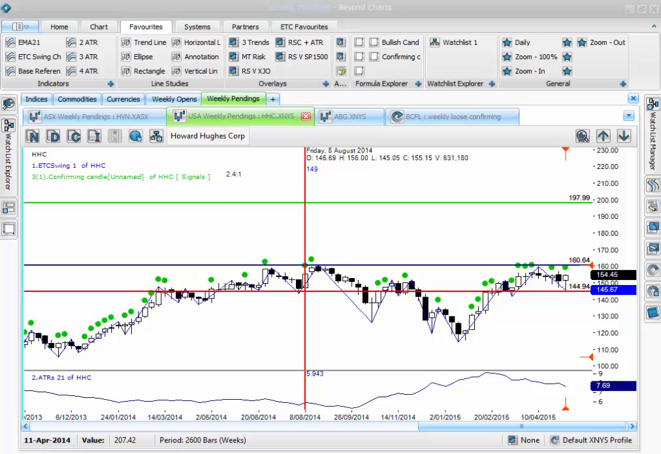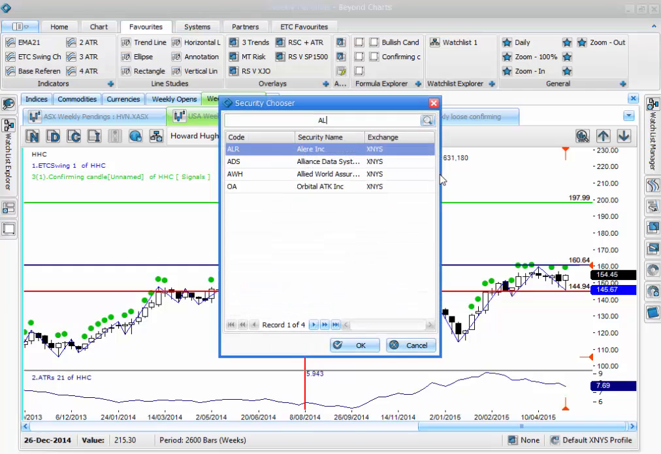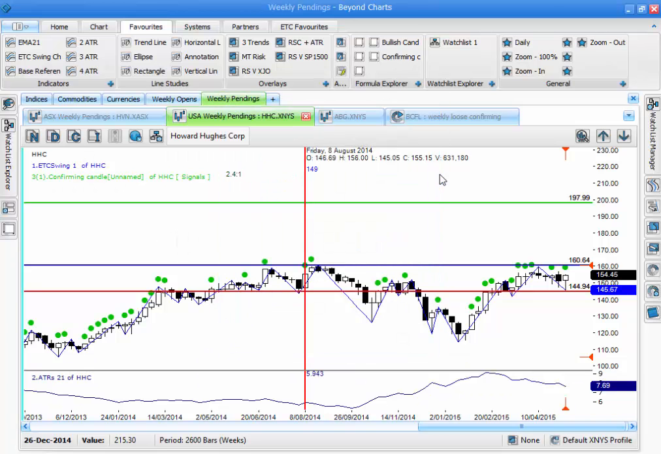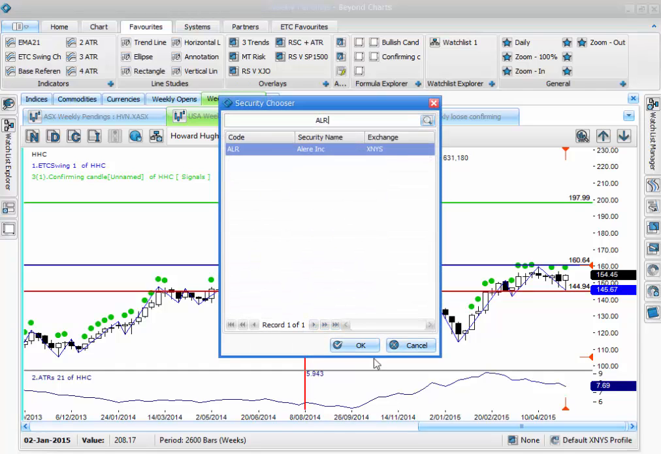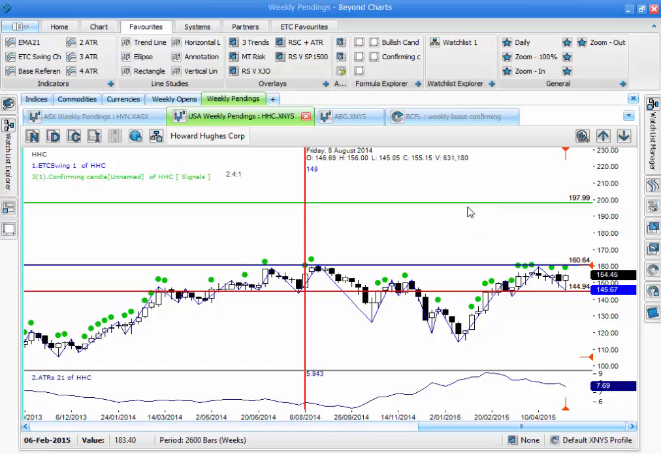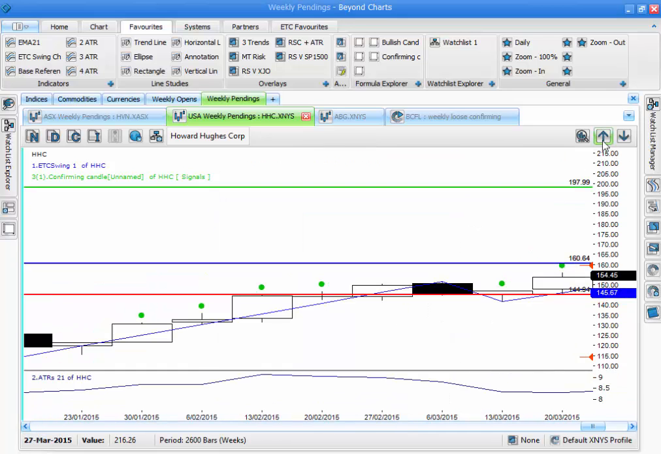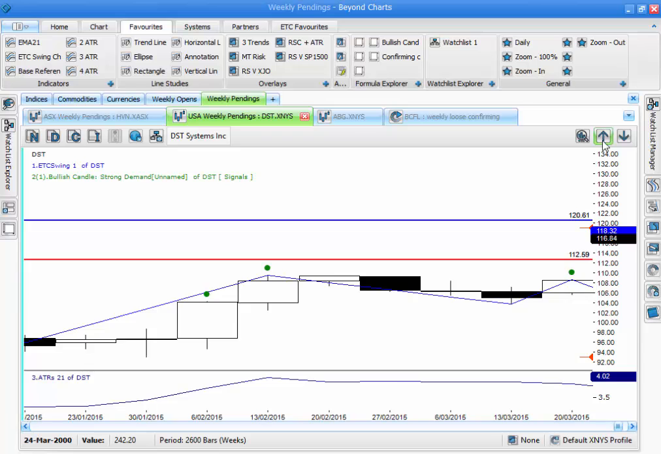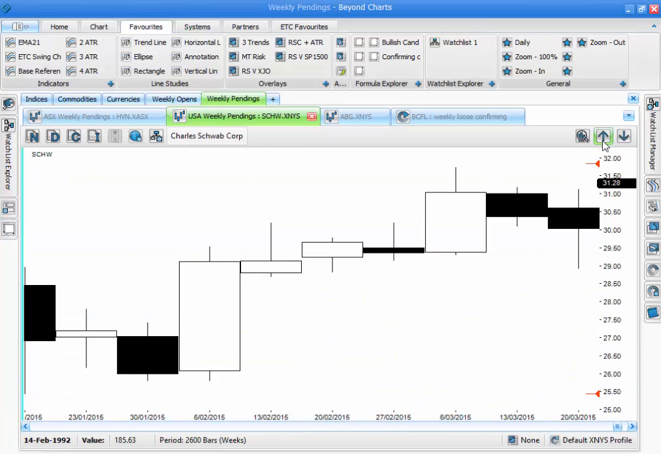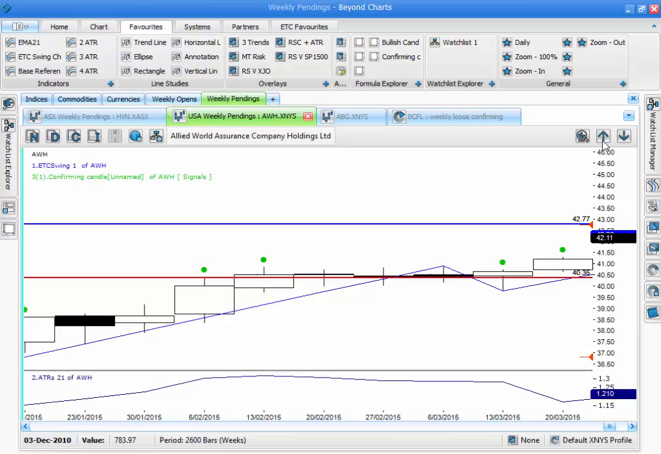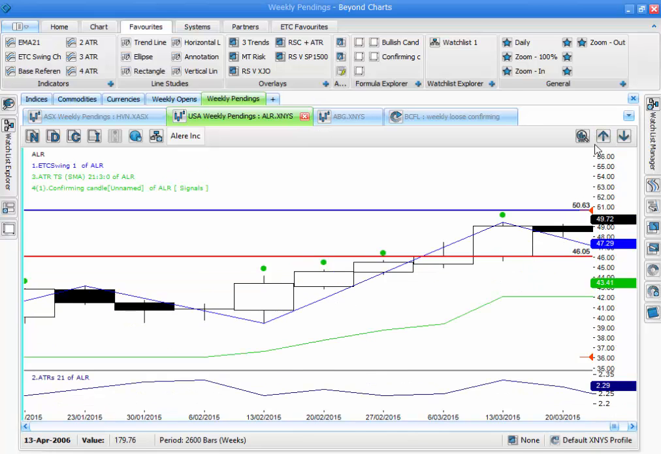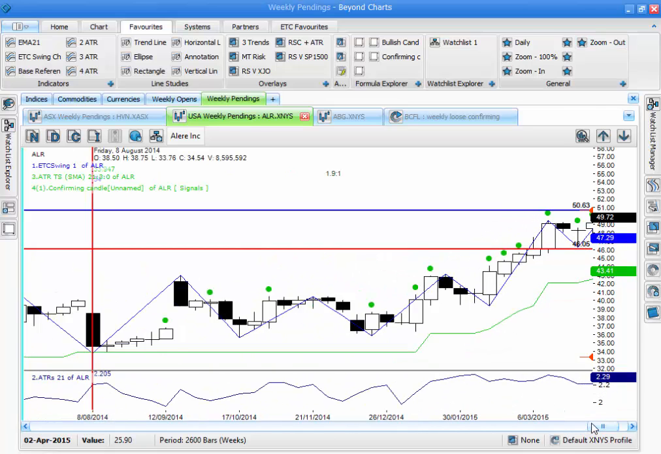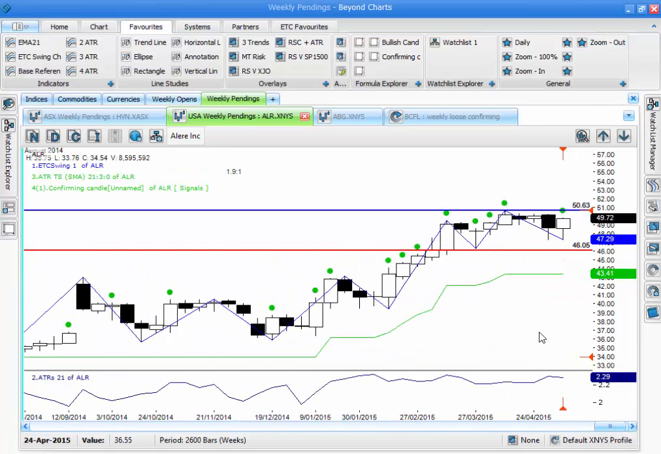Okay, quick question on ALR. Okay, let's have a look. ALR. It doesn't want to bring me back to ALR. Maybe I'll have to go back up. There we go, ALR, just zoom out a little bit. Okay, quick question on ALR.